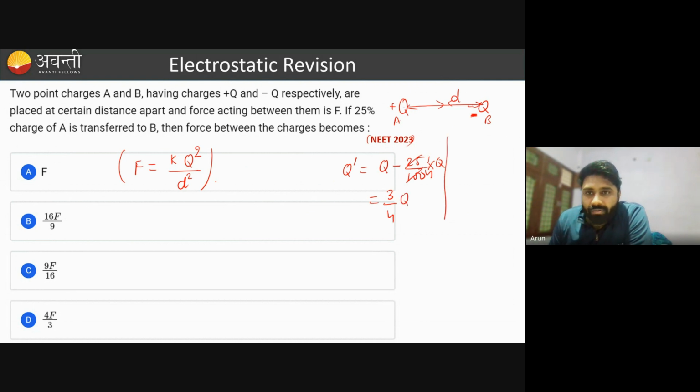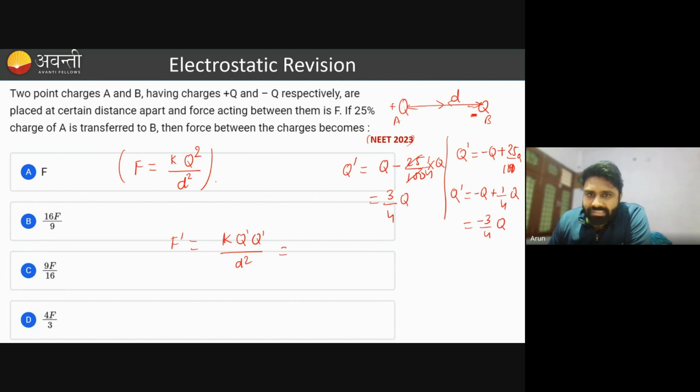Got it? Now, this negative charge Q dash will become minus Q, and it is added to that 25 by 100 into Q. So Q dash negative will become minus Q plus 1 by 4 times of Q. So it will become minus 3 by 4 times Q. Now the force F dash will become K, because the distance has not been changed. Only the transfer of charge has been given to you. So Q dash Q dash divided by D square.